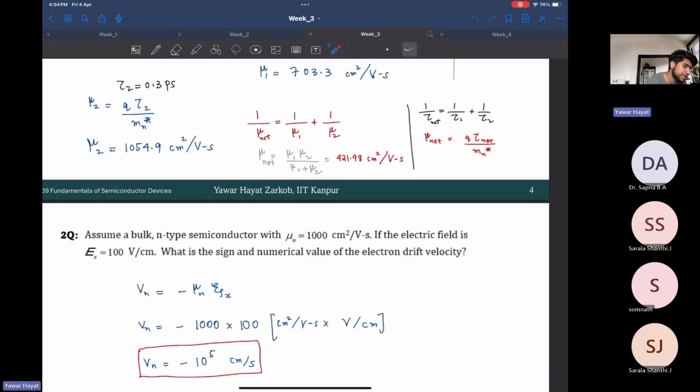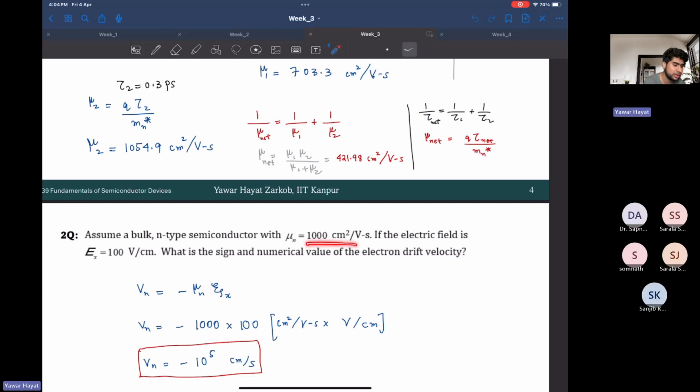So the electron drift velocity is equal to minus mu n times electric field. Mu n is 1000 and Ex is 100. Please note the sign. Why would this be negative? Because the drift velocity of the electrons would be opposite to the direction of the electric field. Electrons drift in the direction opposite to the electric field, that's why I put a negative sign. So the drift velocity of the electrons would be minus 10 to the power 5 centimeters per second.